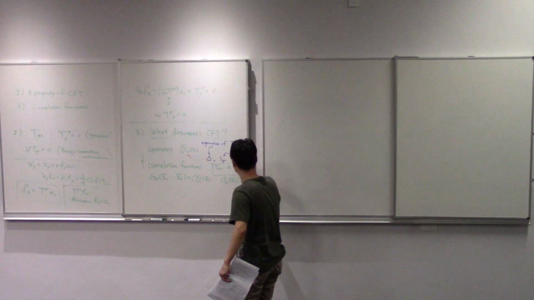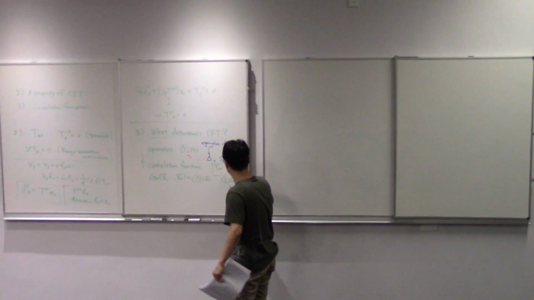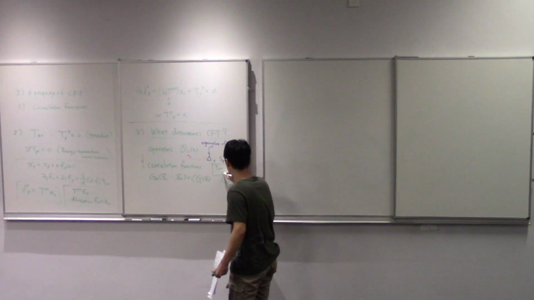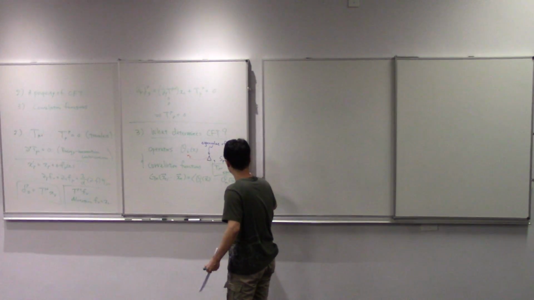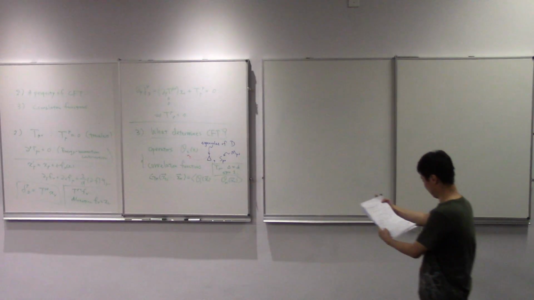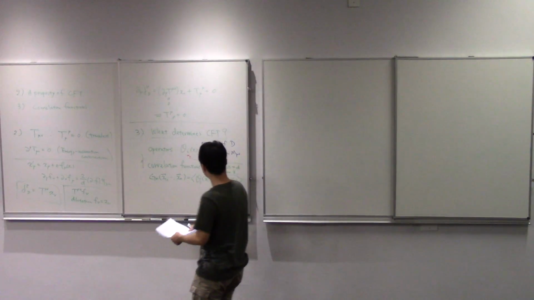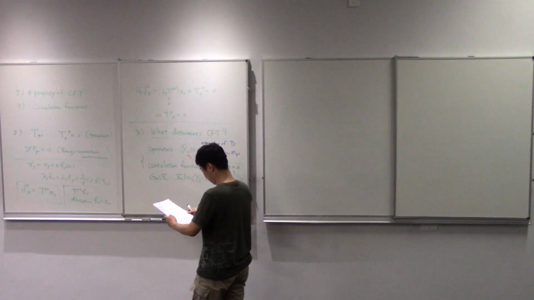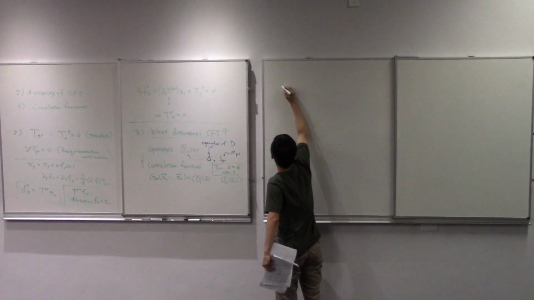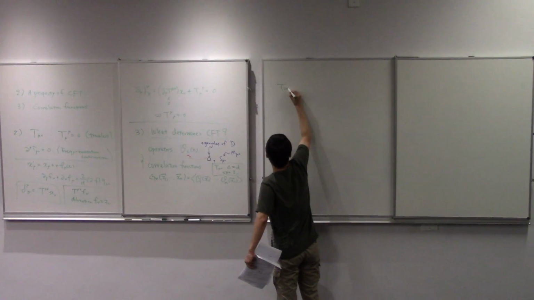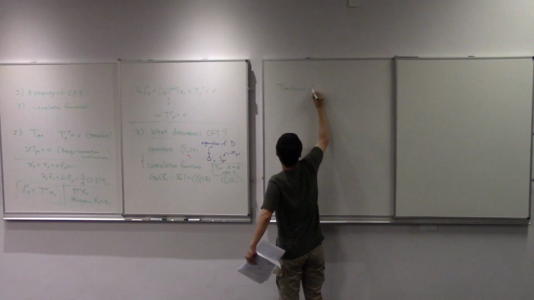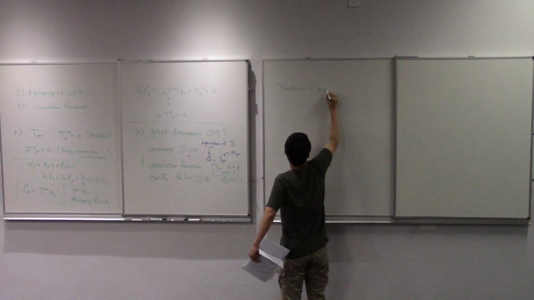Dimension is D, and spin is 2. Yes, for example, that's the case. So now there are two classes of operators.